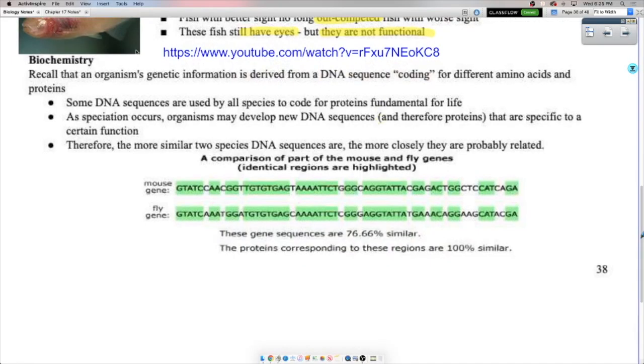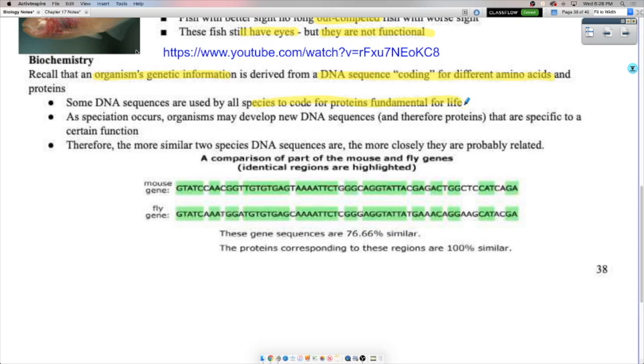Okay, biochemistry, another piece of evidence for evolution. So remember that an organism's genetic information is just derived from a DNA sequence coding for different traits, right? There's a code that says have blue eyes. There's a code that says has blonde hair. And so some DNA sequences are found in all organisms, and they're used by species to code for proteins fundamental for life. So essentially everything has to make certain stuff.